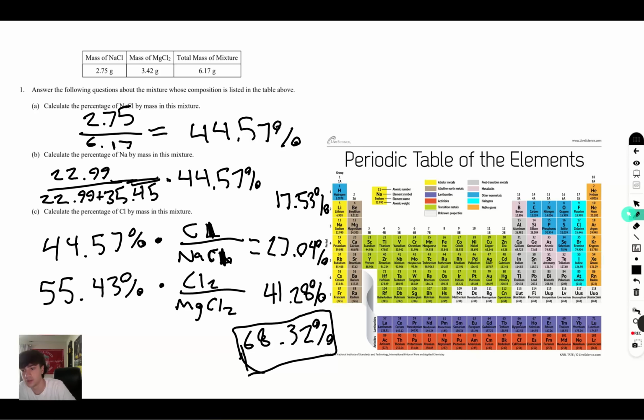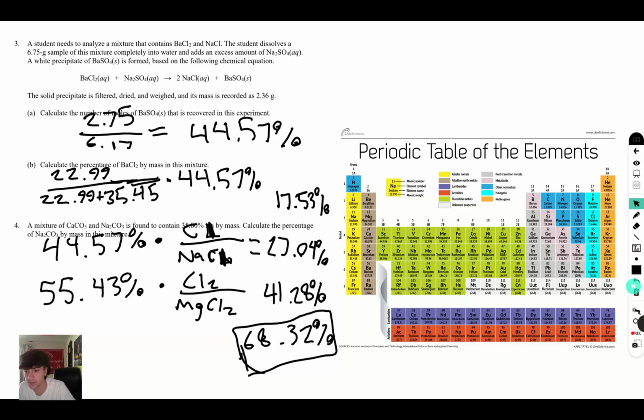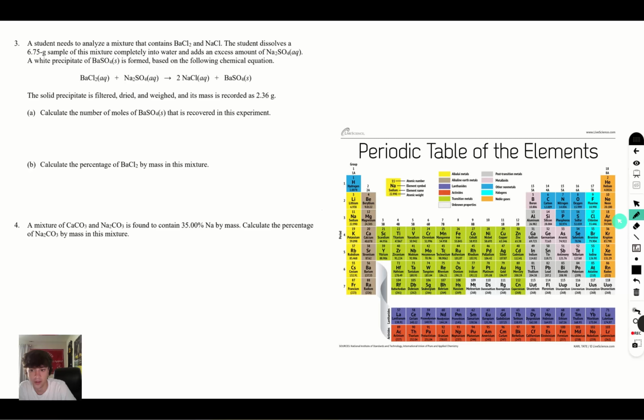Let's move on to the second set of problems that I have set up. A student needs to analyze a mixture that contains BaCl2 and NaCl. The student dissolves a 6.75 gram sample of this mixture completely into water and adds an excess amount of Na2SO4. A white precipitate of BaSO4 is formed based on the following chemical equation. Calculate the number of moles of BaSO4 that is recovered in this experiment.